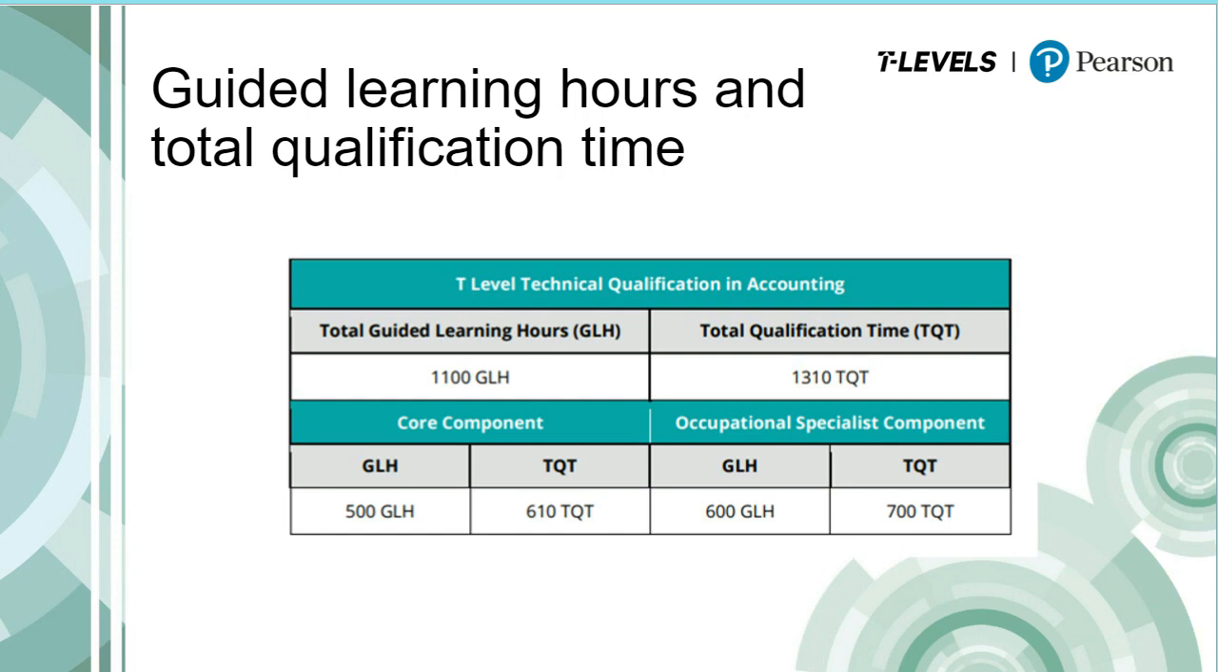The total qualification time for the T-level technical qualification in accounting has a value of 1,310 hours. The core component has a total qualification time value of 610, and the occupational specialist component has a value of 700. In terms of guided learning hours, the T-level technical qualification in accounting has a GLH value of 1,100 hours. The core component has a GLH of 500, and the occupational specialist component has a GLH value of 600.